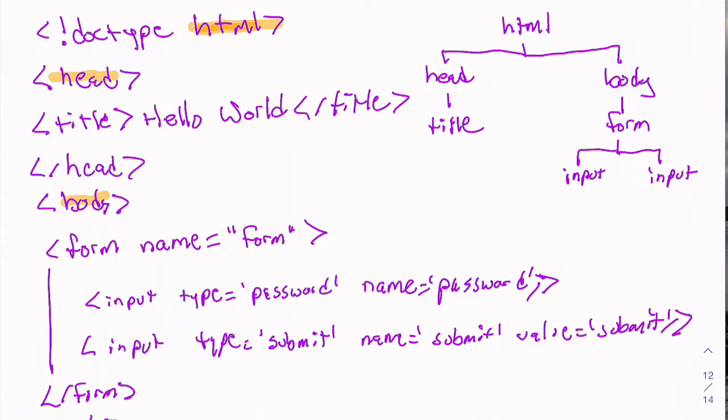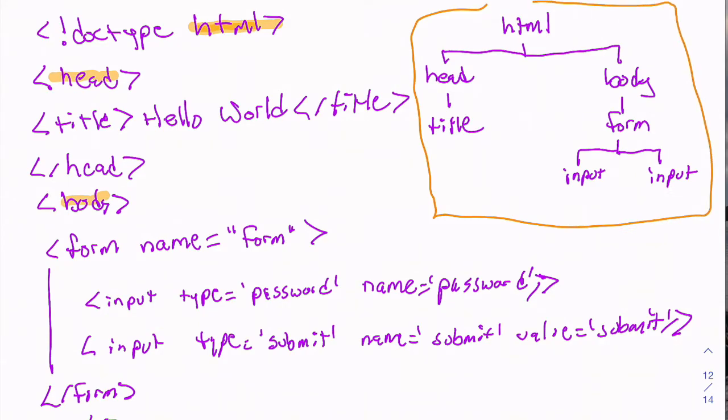So this forms my document object model. And I can use JavaScript to navigate through the document object model in a variety of ways.